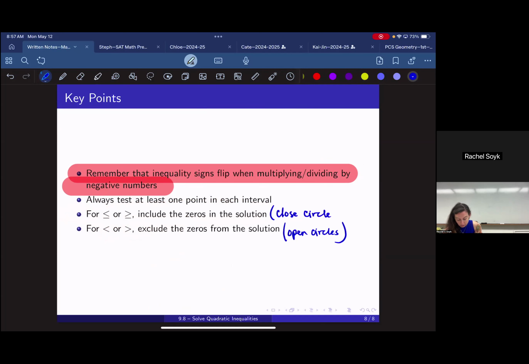The only thing you do need to be on the lookout for is if we're dealing with a fractional inequality, which I might do an example with you guys in a moment on that, then you also have undefined values. And where those critical numbers are undefined, those are also open circles. So I'll make a side note of that.